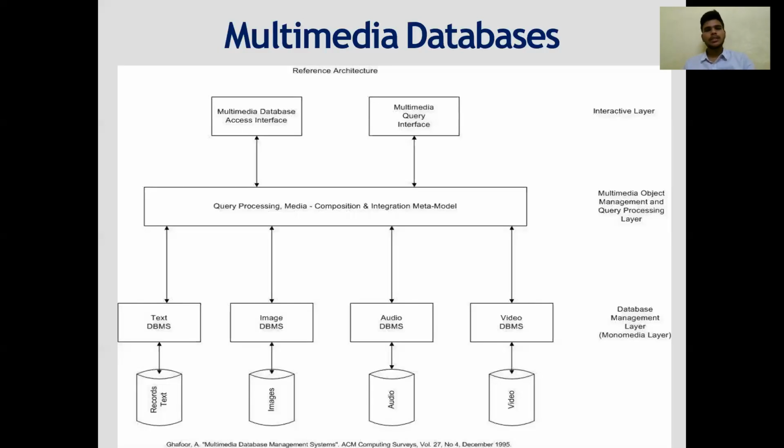So this diagram shows a multimedia database. This is a reference architecture. Here, when a multimedia query interface is activated, a query is passed to get record text, or images, or audio, or video. The query is passed through the query processing and media composition integration metamatters, which is present in the middle, as you can see. Later it goes to the text DBMS or image DBMS based on the query.